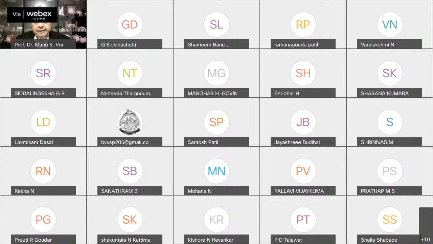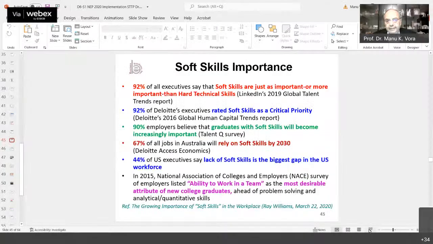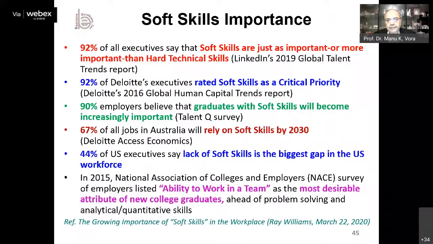Okay, not seeing any further thing there. Let me go back and continue to share, and then we'll have time for interaction at the end. Now, here I'm bringing up the importance of soft skills. If you look at the latest survey, more than 90% of the executives are talking about better soft skills in new hires over hard or technical skills. The last bullet shows that for a new hire, ability to work in a team is the most desirable attribute of a new college graduate, ahead of problem solving and analytical or quantitative skills.